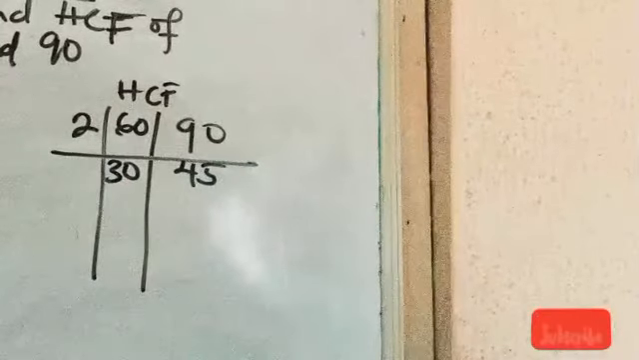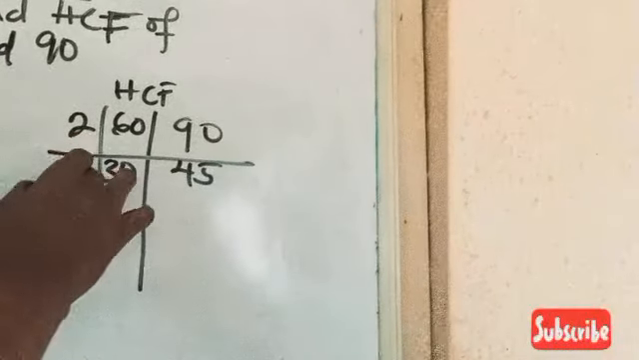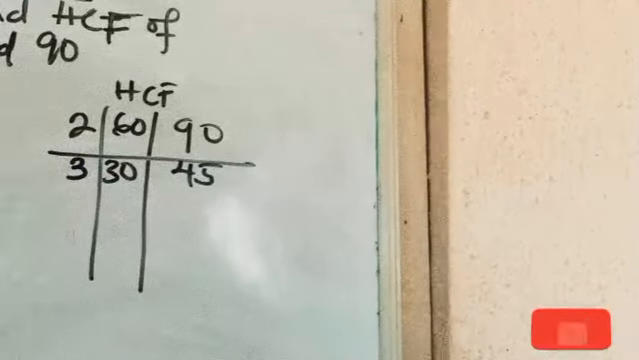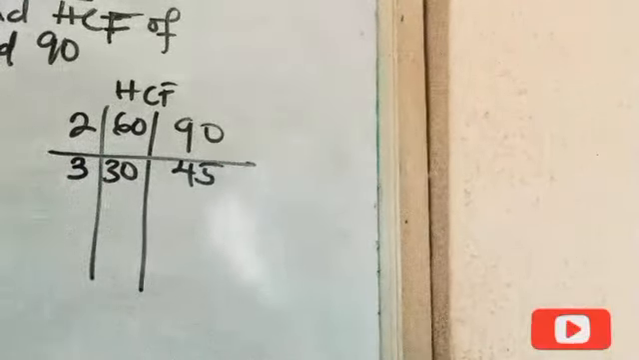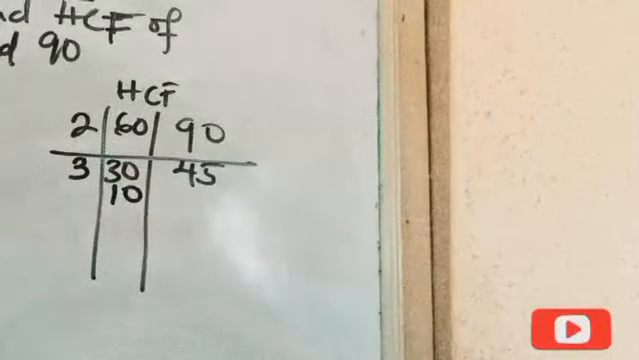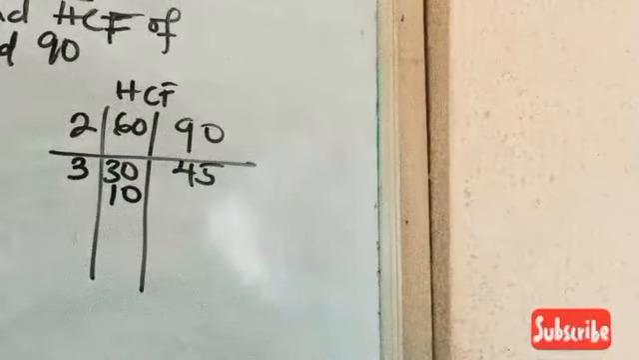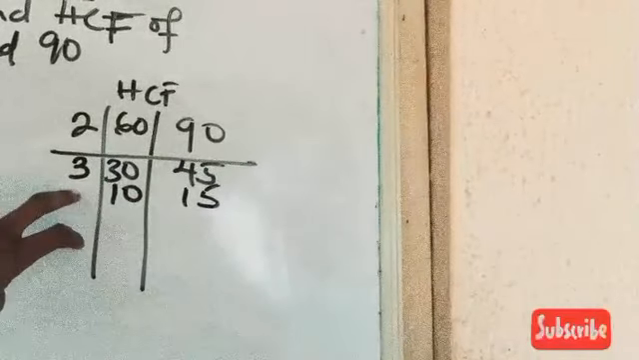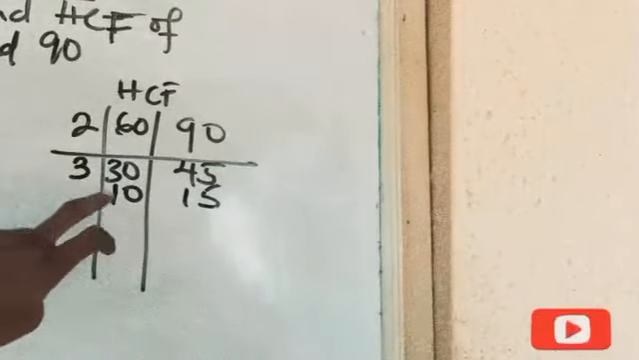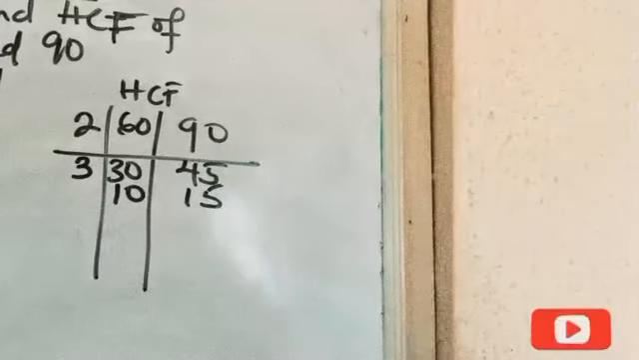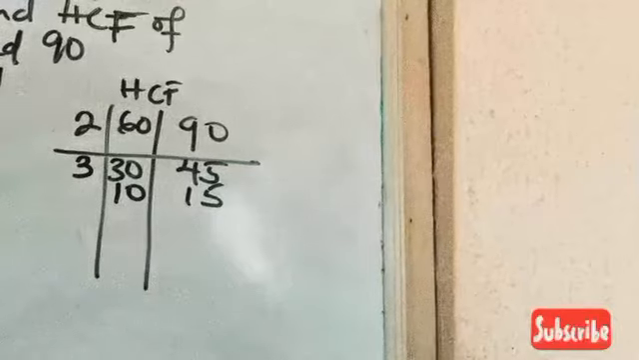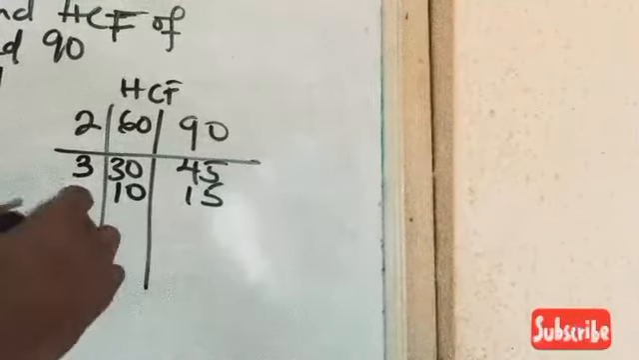So what will I now do? I will write 3, since 3 can divide 30, and since 3 can also divide 45. So when 3 divides 30, I'll be left with 10, and when 3 divides 45, I'll be left with what? 15. And if I look at 3 again, 3 can only divide 15, but 3 cannot divide 10. So I'm not going to write 3. I will write a number that will successfully divide 10 and also successfully divide 15. That number is what? 5.